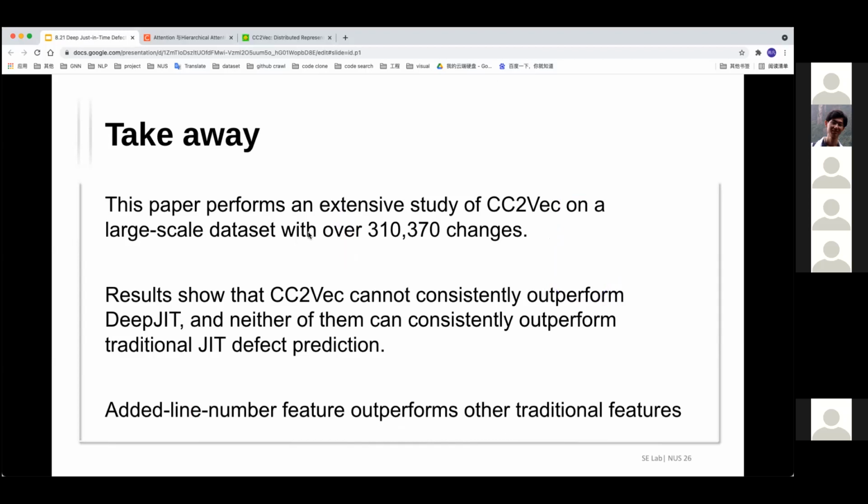So this paper performs an extensive study of the CC2 vector on a large scale data set. And the results show that the neural network models cannot consistently outperform the traditional method. And neither of them can consistently outperform the traditional JIT defect prediction, like logistic regression. And the added line numbers feature, the AL feature, outperforms the other traditional features. So they think that some simple features may do a better job, a better performance.